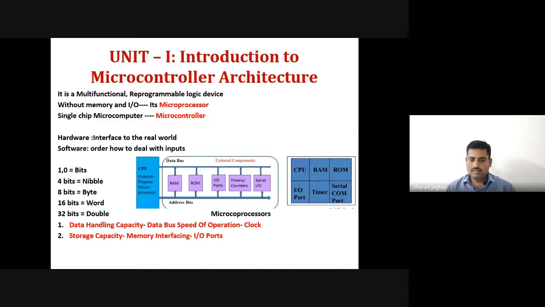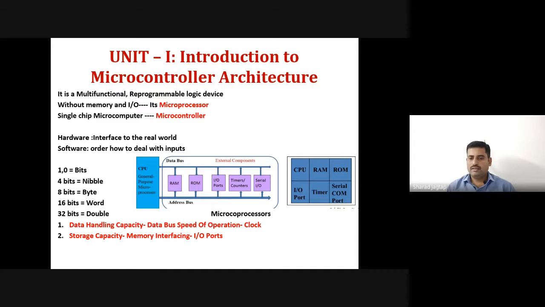Basic things from digital electronics we will revise. A bit is a single binary digit, either 1 or 0. A nibble is data of 4 bits. A byte is 8 bits. A word is 16 bits. A double word is 32 bits. Okay.